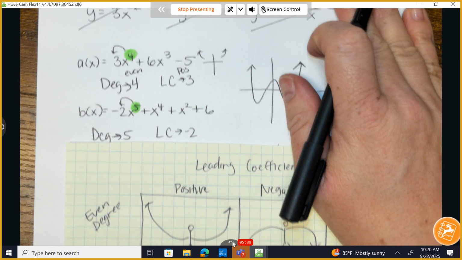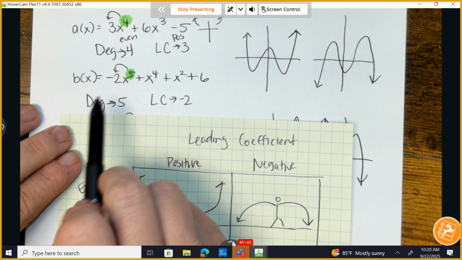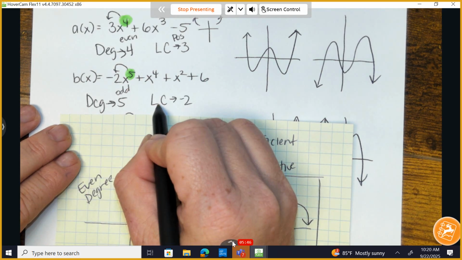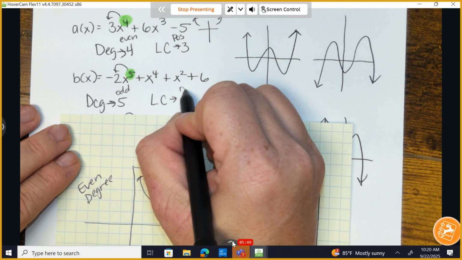Let's look at example number 2 from this. The function b of x. We have degree 5. 5 is an odd number. The leading coefficient is negative 2. That is a negative number.